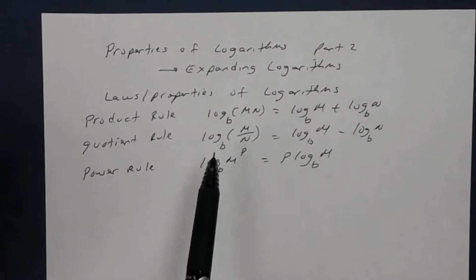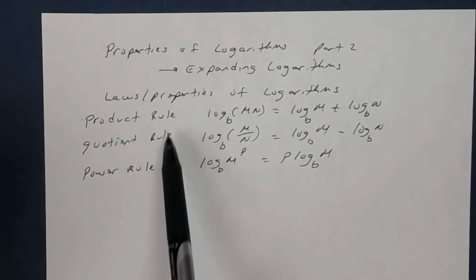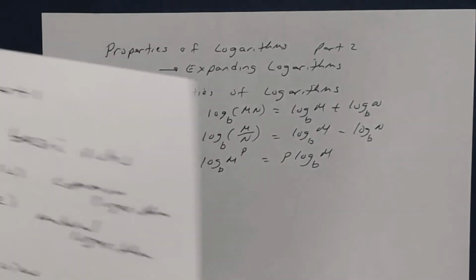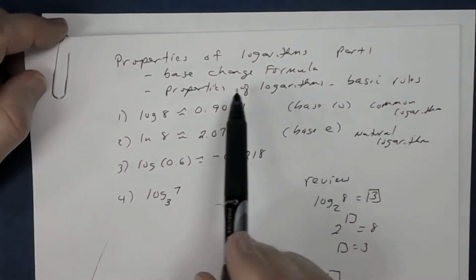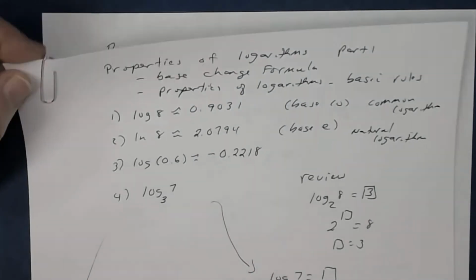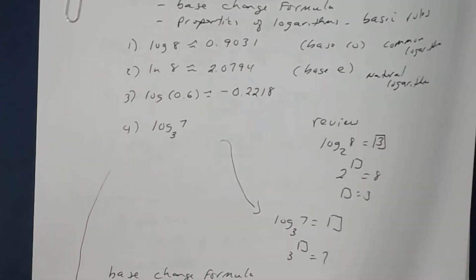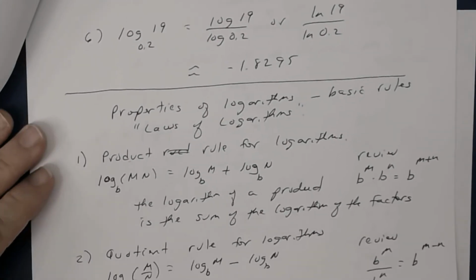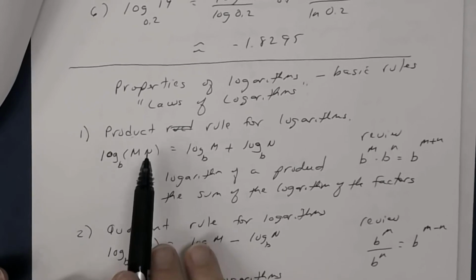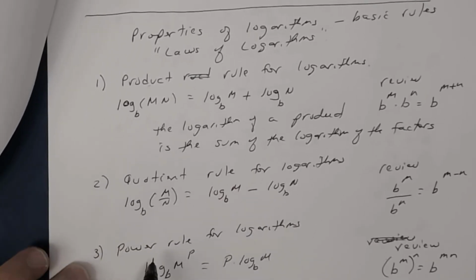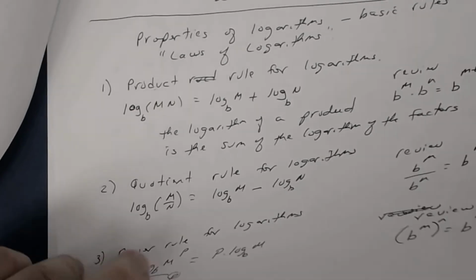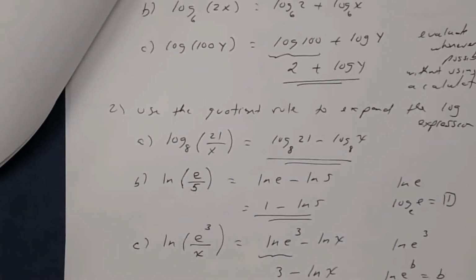We're going to continue talking about the lesson on properties of logarithms, and this is part two. Before we look at part two, remember part one was where we looked at the base change formula and what the properties of logarithms were. Some textbooks call them the laws of logarithms. We looked at the product rule, the quotient rule, and the power rule, and a few examples on how to apply these rules.